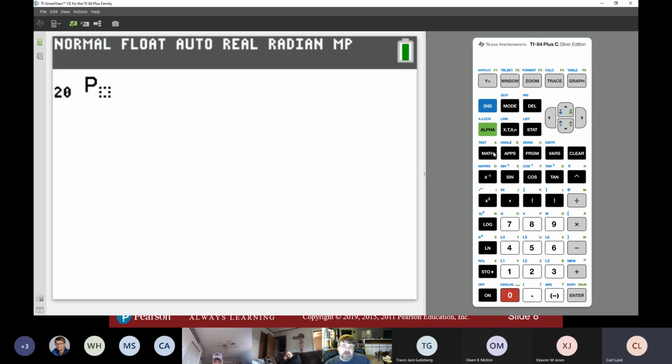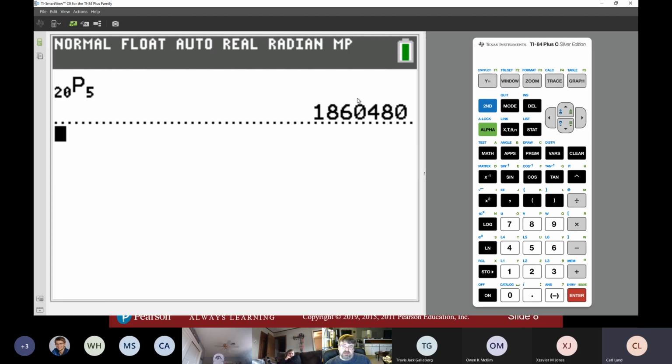So I would type in my 20, that's my N, and then out of that is my 5. My larger number always goes first, right? I couldn't pick 20 out of 5. That wouldn't make any sense. That would give me an error message. That's impossible. But I definitely could pick 5 out of 20. And that equals 1,860,480.